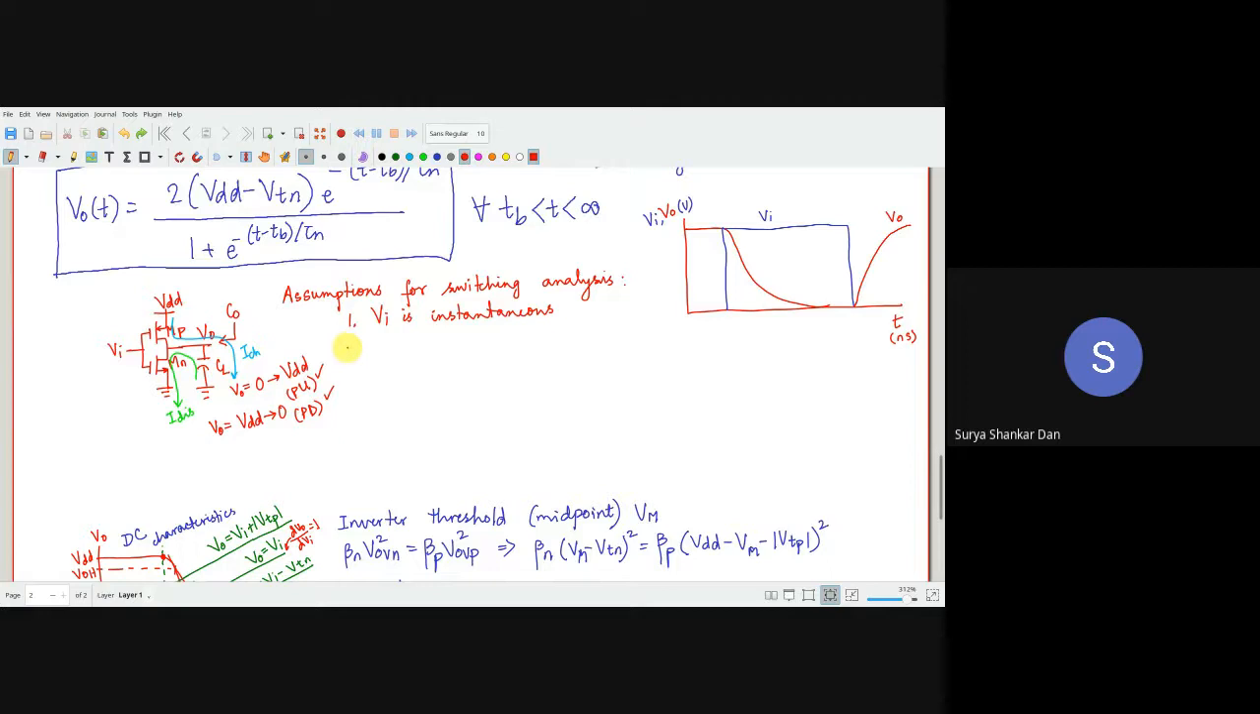Second thing is that when VI is instantaneous, that means if it starts at an instant called T0, at T0 itself VI will go from 0 to VDD, this is VDD, 0 to VDD instantaneously. Okay, VI is instantaneous. What is the second assumption?